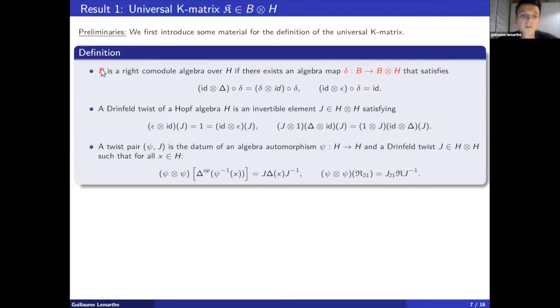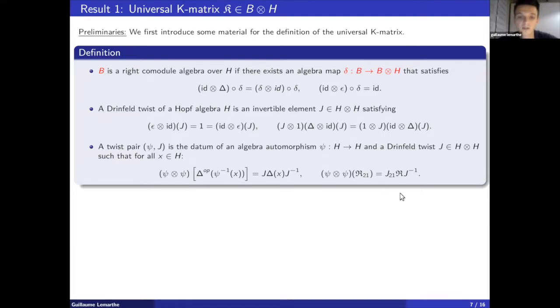So the first one is B, a right comodule algebra over H. So it has a coaction map from B to B times H, the Hopf algebra, that satisfies two relations, the co-associativity and the co-unity. Secondly, we will need a Drinfeld twist. It's an element in H times H that satisfies these two relations. And finally, we will need a twist pair, which is a datum of an algebra automorphism psi of H, and the Drinfeld twist given here. So the twist pair needs to satisfy these two relations.